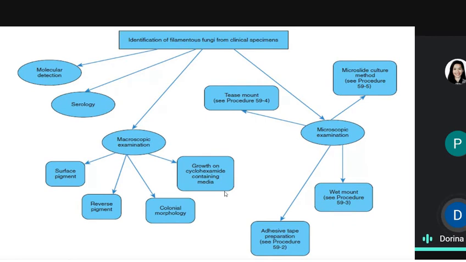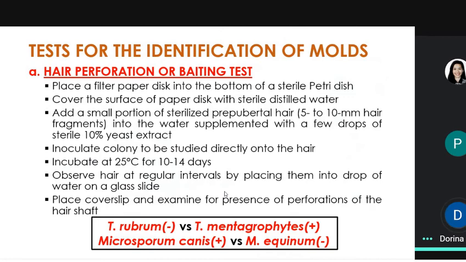cycloheximide-containing media. Then microscopic: you prepare the different mounts. You have your tease mount, your microslide, your wet mount, or the adhesive tape. That is your mode of preparation so you can do the microscopic examination. Okay? So you come up with two specific characteristics so you can at least identify your fungi: the macroscopic examination and the microscopic examination.